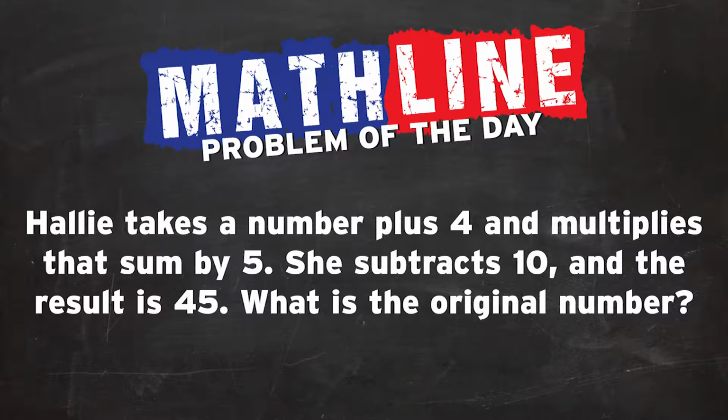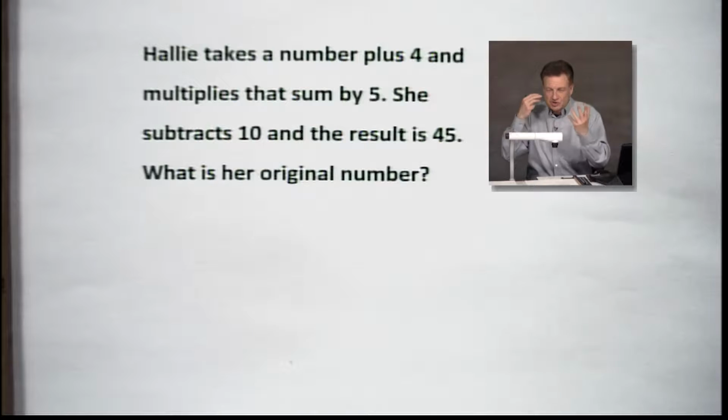Well, that's kind of a story, isn't it, folks? Hallie takes a number plus 4, that tells me something, and multiplies that sum by 5, that tells me something else. Now we're going to subtract 10, and let's get a result of 45. Let's talk about this problem. Let's see what's going on here. This is just basically reading and working the operations.